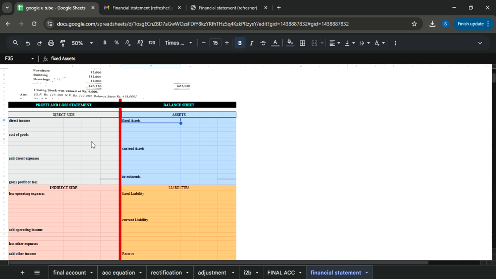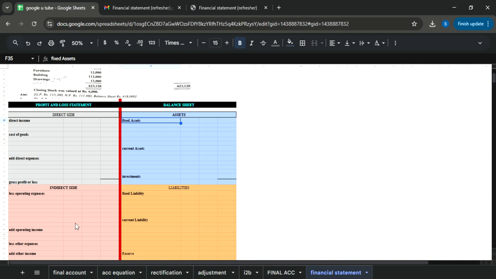How? Expenses and income would be mentioned on the left page. The left page will include expenses and income. If it is a direct expense or direct income, you will write it on the upper side. If there are indirect expenses and indirect income, you will mention them on the lower side.